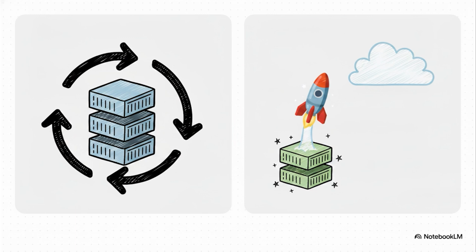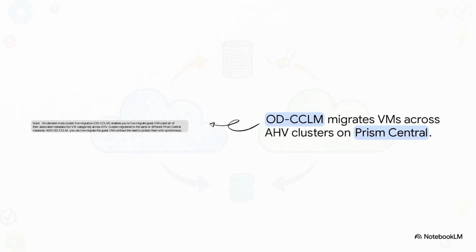It's ad hoc, it's flexible, and it lets you migrate VMs across AHV clusters spanning multiple availability zones, or AZs. The reason OD-CCLM is such a game changer is that it doesn't just move the VM's compute and storage. It takes the metadata with it across AHV clusters registered to Prism Central. That means crucial things like your VM categories, which, as we know, drive your security policies and automation, travel right alongside the VM. But there's a huge catch to this metadata movement that you need to know for the test, and we'll get to that in just a second.